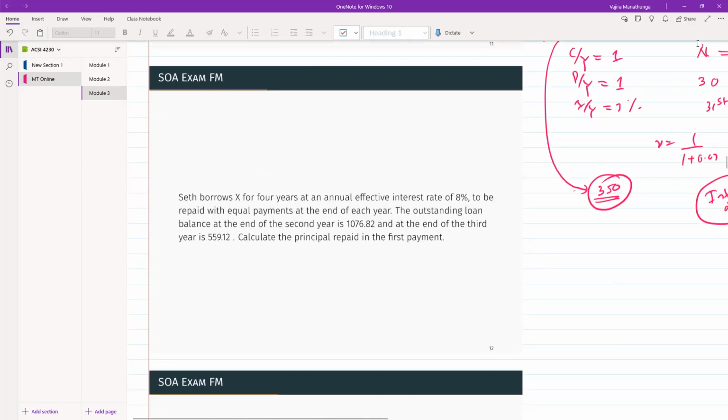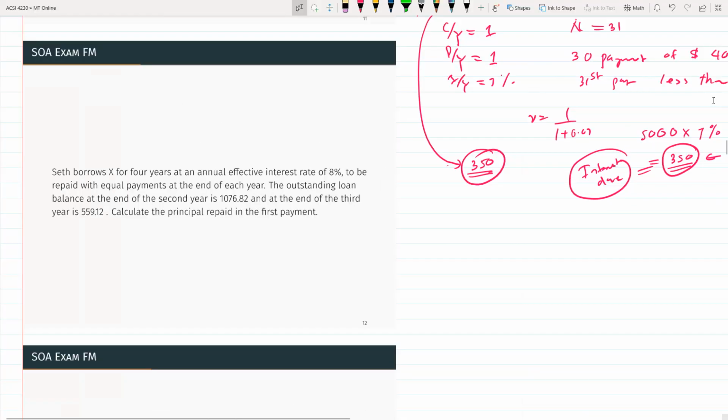Okay, so let's try to do this problem. In this one, Seth borrows X for 4 years at an annual rate of 8% to be repaid with equal payments at the end of each year. The outstanding loan balance at the end of the second year is this one. At the end of the third year is this one. Calculate the principal repaid in the first payment. Okay, so outstanding loan balance at the end of the second year.